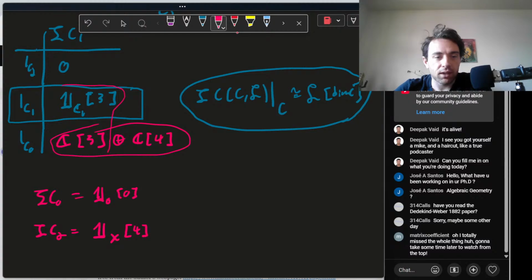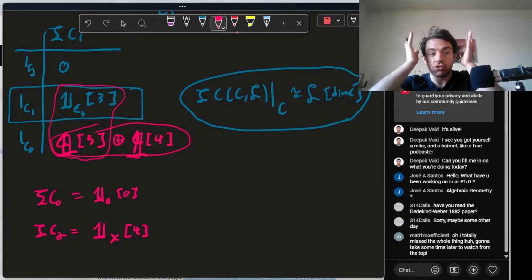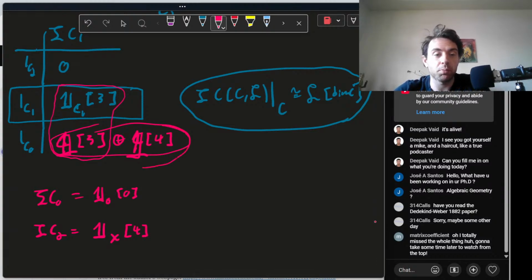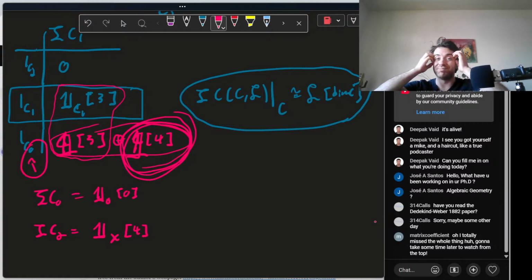But now, we see that whatever the IC of 1 is, it picks up something extra. Had C1 been smooth, we would have just seen, in degree 3, basically the constant sheaf on C1. But now it's not. We're picking up this extra term in degree 4, and that's basically because of the presence of this singularity at the origin.